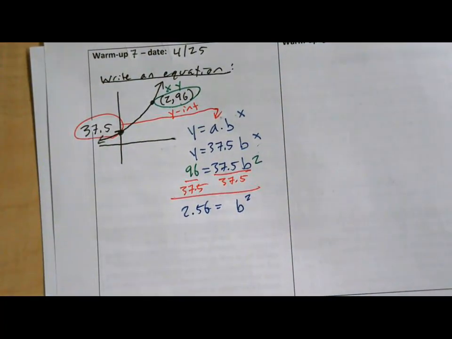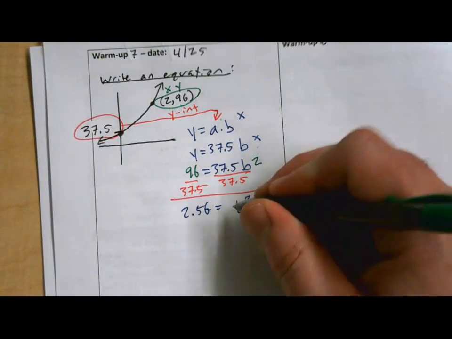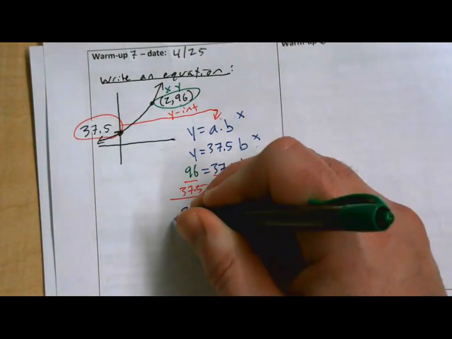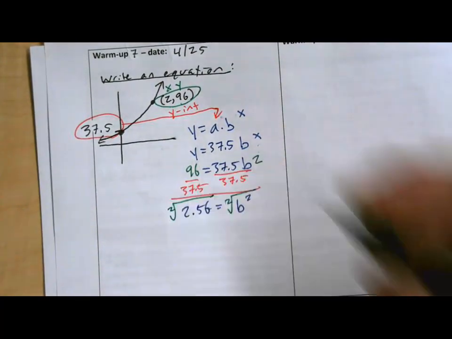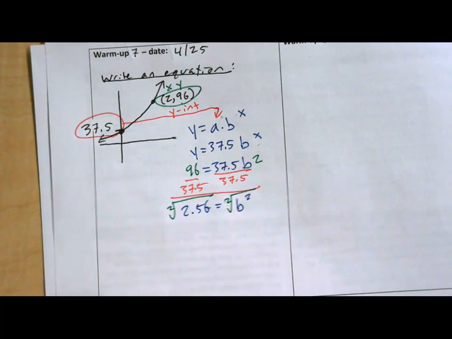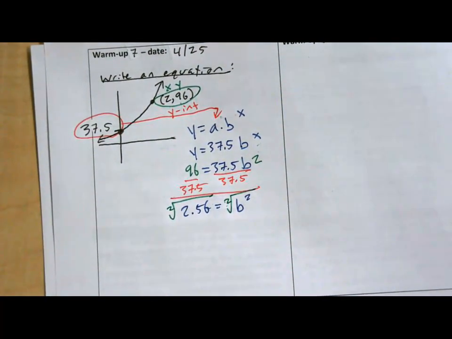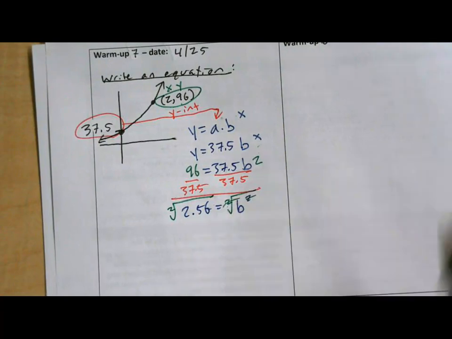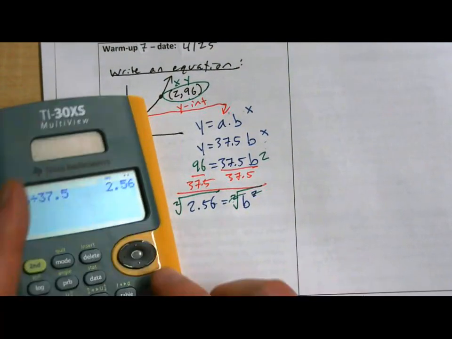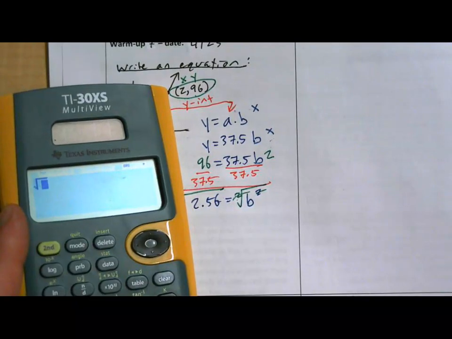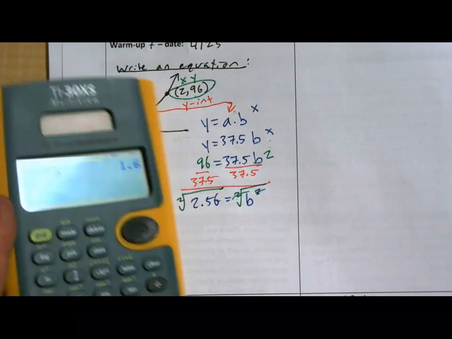And remind me, how do I get rid of a power of 2? We do a root of 2, otherwise known as a square root. So we're square rooting. I don't know why I wrote the little 2. We usually don't write the 2 on there, but whatever. That'll cancel here. And then I need to find the square root of 2.56. Using my calculator for that, I'm getting 1.6.